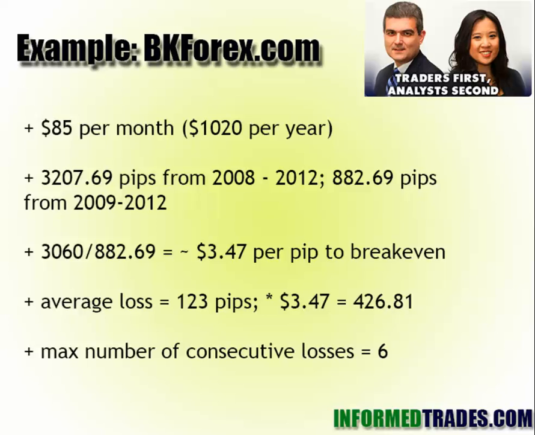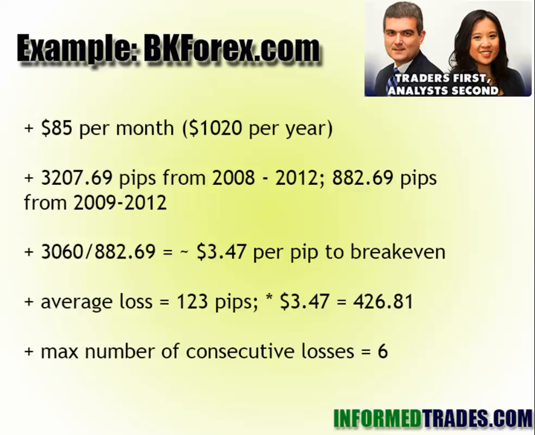Now, their average loss, which is also posted on their website or their trading results, the average loss for 2012 was 123 pips per trade. So we multiply 123 pips per trade plus the 347 pips that we realize we need to break even in the long run, and we come out to an average loss per trade on the losers of $426.81. Now, the maximum number of consecutive losses that they incurred is 6.